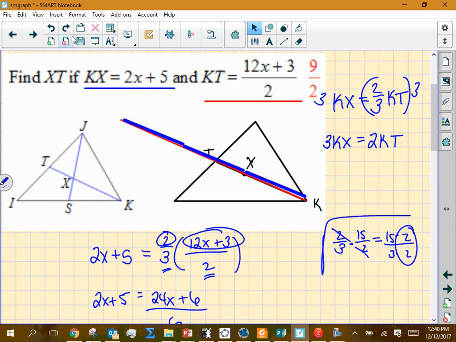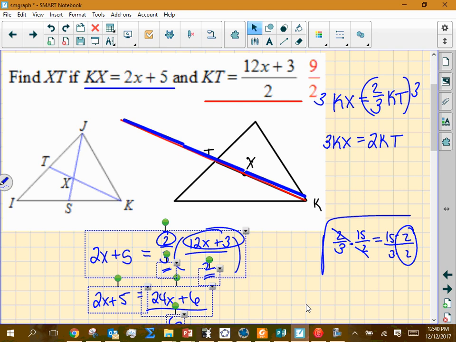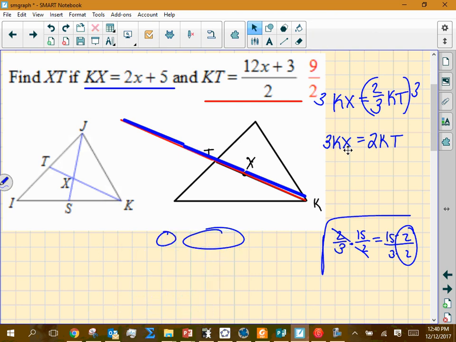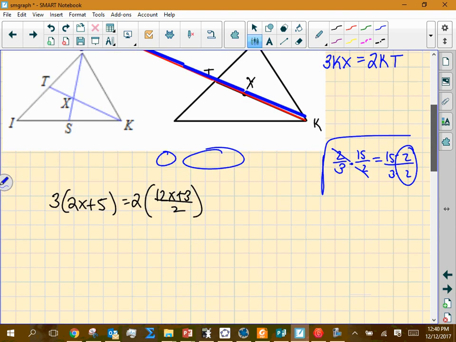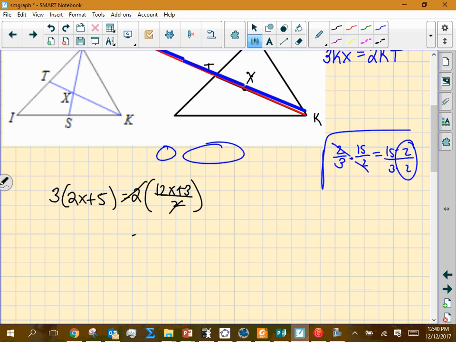So I'm going to go 3kx, so 3 times 2x plus 5 is equal to 2 times 12x plus 3 over 2. What's nice in this case is that these 2's cancel, leaving me 12x plus 3. This gives me 6x plus 15. Subtract 6x from both sides. Subtract 3 from both sides. x again is 2. All right? So, people come to me all the time and say, I don't understand the algebra. Show me the steps for that.